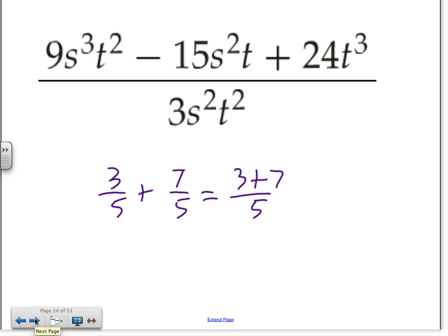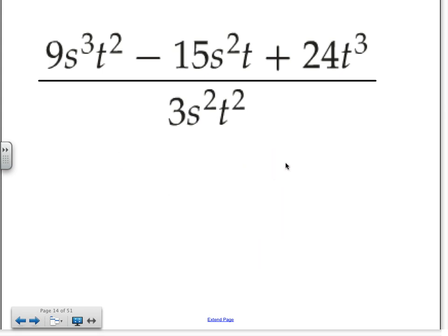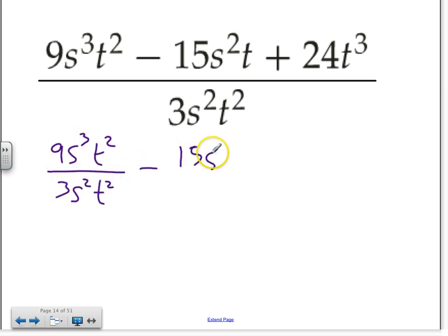Watch what happens. Won't this thing here look kind of like that? You can actually go backwards and split your two terms, your 3 and 7, into two separate terms sharing the same denominator. Look at this right here. Does it resemble this? It has 3 terms on top with the same denominator. If I go backwards, can I just split them all apart? Yeah, if I split them apart, this problem on top will now look like this. Watch. 9s cubed t squared over 3s squared t squared minus 15s squared t over 3s squared t squared.